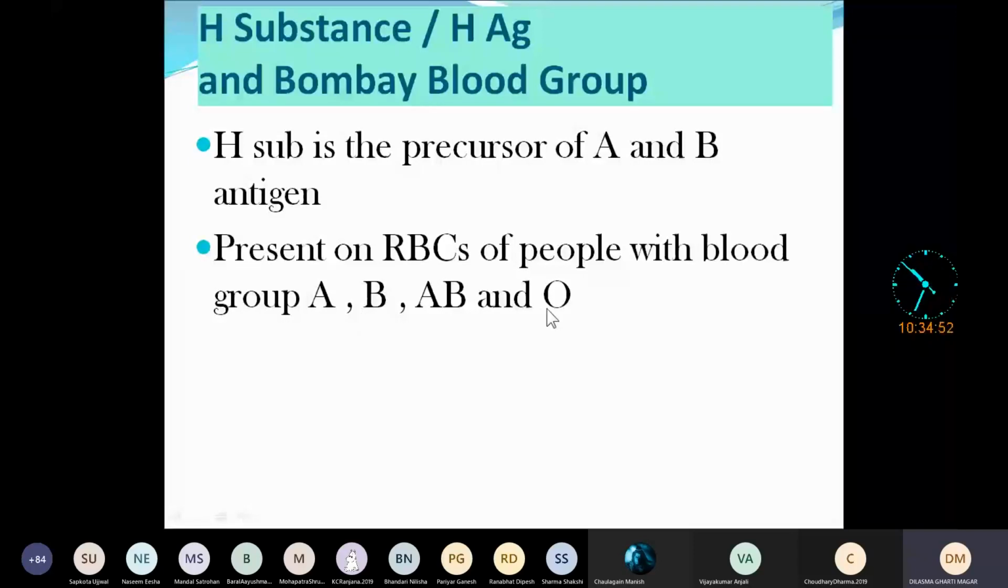That's why, yesterday somebody was asking me, that was a nice question: O will also have the H substance, the H antigen, you are asking me, isn't it so? I showed you the chart also, and here the same thing is written. This H substance or H antigen is present on the RBCs of people with blood group A, B, AB, and O. Understood here? So H will make the antigen A and the antigen B.